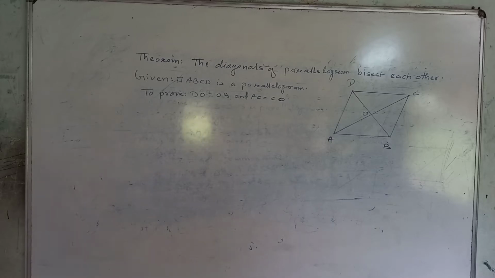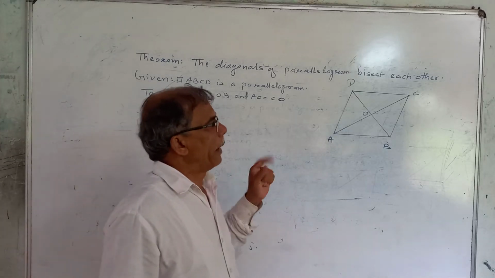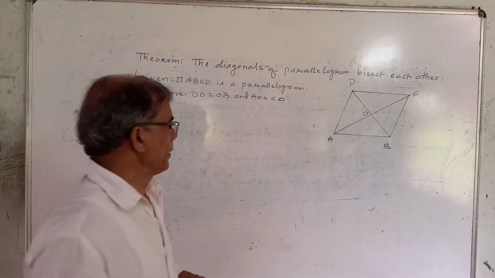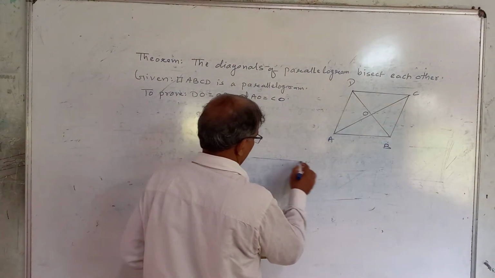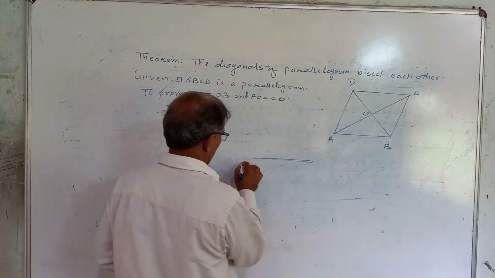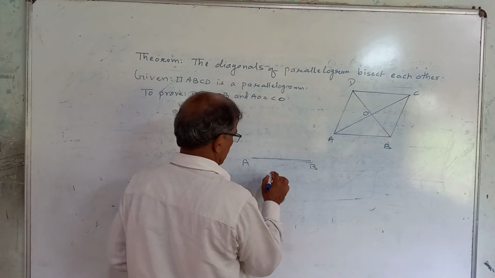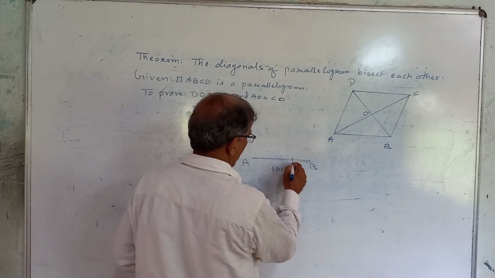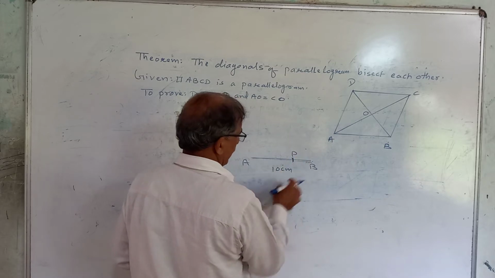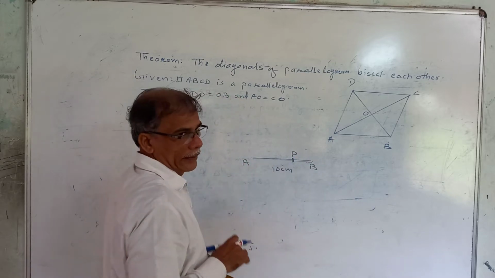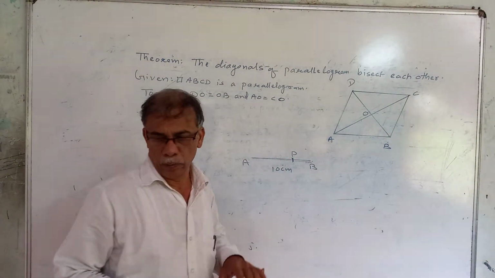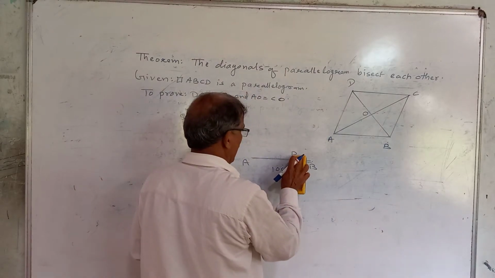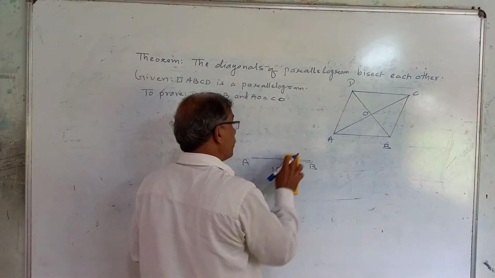Now second theorem, the diagonals of parallelogram bisect each other. Now to bisect means what? To bisect means to divide the given segment into equal parts. Now suppose this is segment AB, full length say 10 cm. If you are having a point P here, you can see this is smaller part, this is bigger part. So here P is not going to bisect AB. To bisect means point P should divide the line segment into exactly two equal parts.